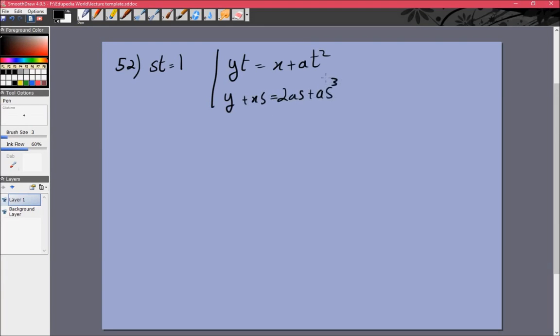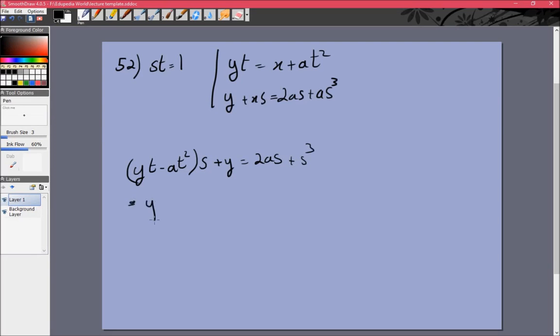I won't derive these, they are the standard formulas. We need the ordinate of the point where they meet. That means we need the y component of the point where they meet. Right, so we'll just eliminate x, that's all. So we get yt minus at squared, this is x. So this into s plus y is equal to 2as plus s cube. And we'll just write s as 1 by t everywhere, right?